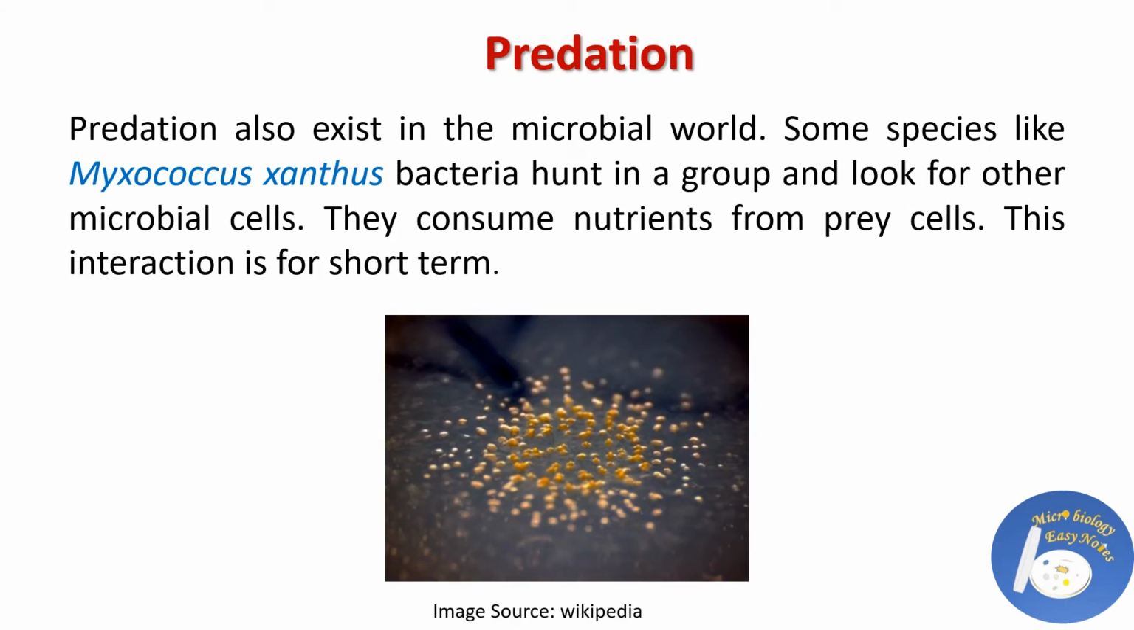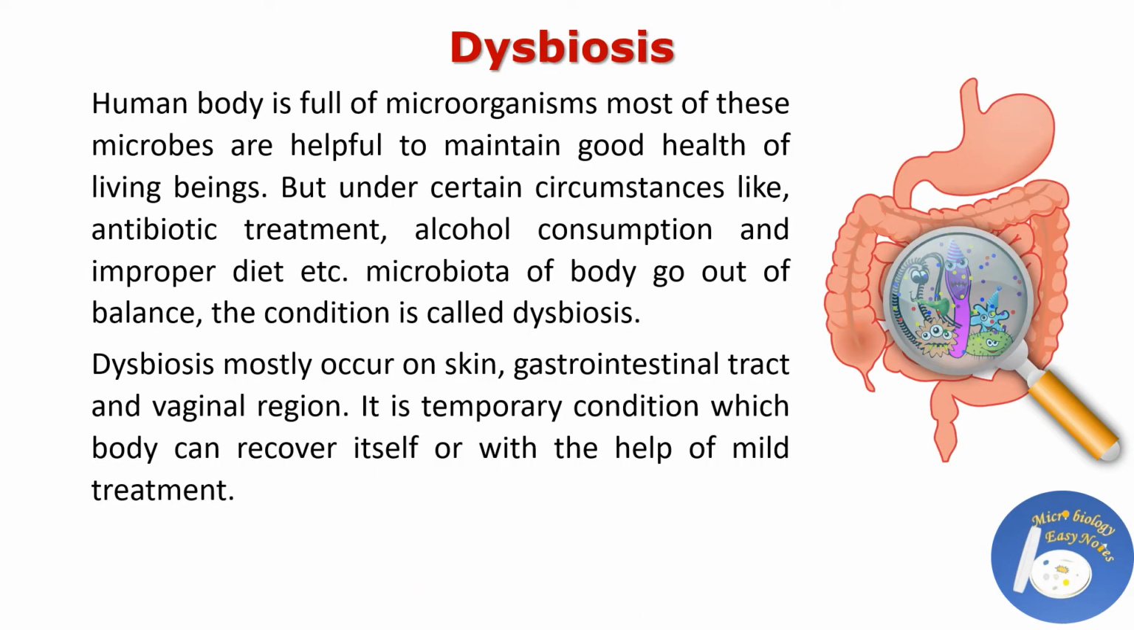Predation also exists in the microbial world. Some species like Myxococcus xanthus bacteria hunt in a group and look for other microbial cells. They consume nutrients from prey cells. This interaction is short term.